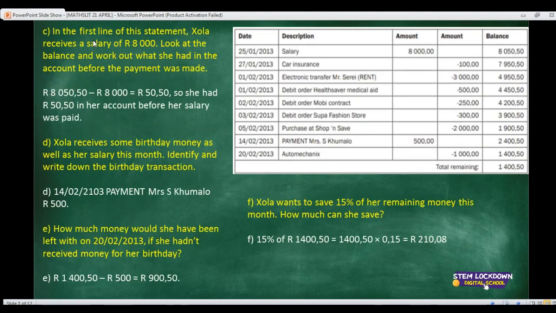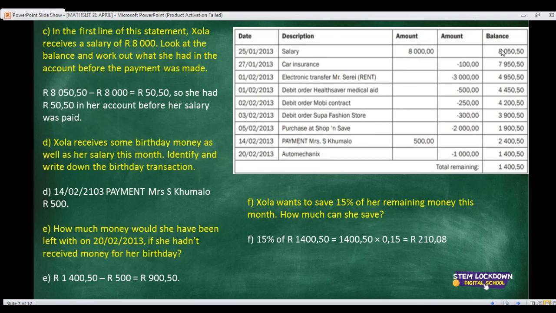Third question C. In the first line of this statement, Kola receives a salary of 8,000 rands. Look at the balance and work out what she had in the account before the payment was made. What they're saying here is, when we look at the very first transaction from the 25th, Kola receives 8,000 rands. But let's look at the balance.